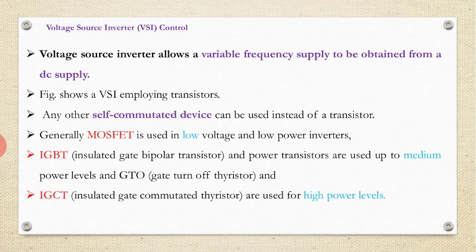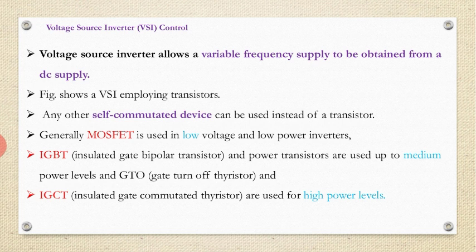Voltage source inverter allows a variable frequency supply to be obtained from a DC supply. Basically we are giving DC as an input and we are getting AC supply. The voltage source inverter converts from DC to AC, and it allows us the variable frequency supply. As in module 3, I have explained the variable frequency concept. Variable frequency is required to get the torque capability.